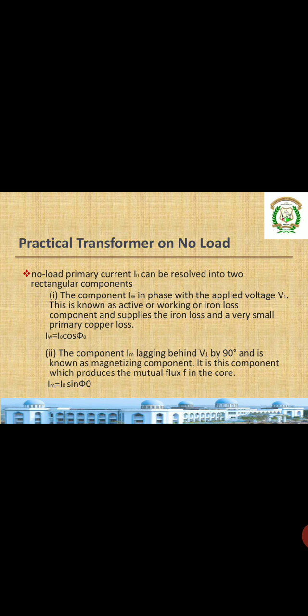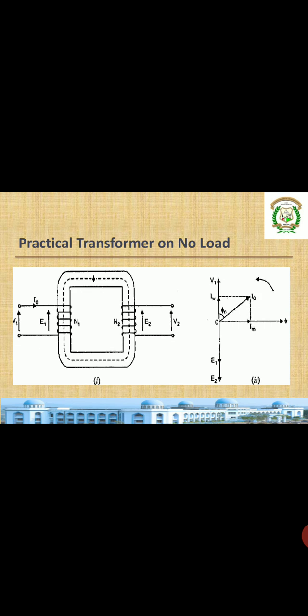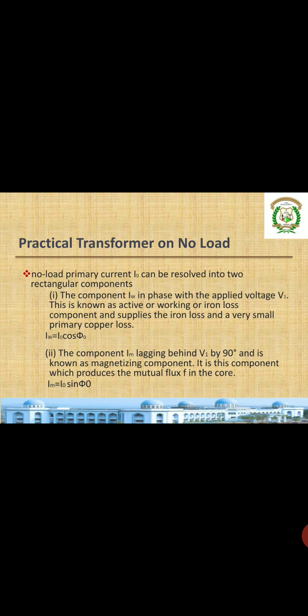The component Iw is in phase with the applied voltage V1. You can see it clearly in this figure: V1 is in the vertical direction, and Iw is in the same direction. This is known as the active component, or the working component or iron loss component, and it supplies the iron losses and the very small primary copper losses. This Iw can be given as I0 cos phi naught, where phi naught is the angle between the applied voltage and the current I0.